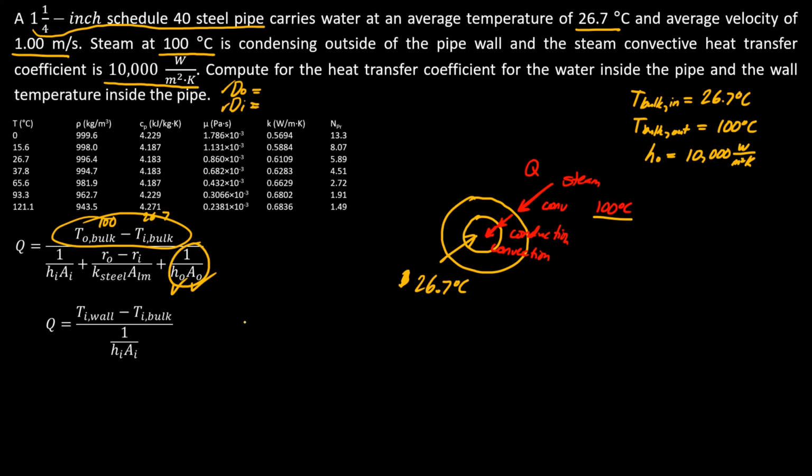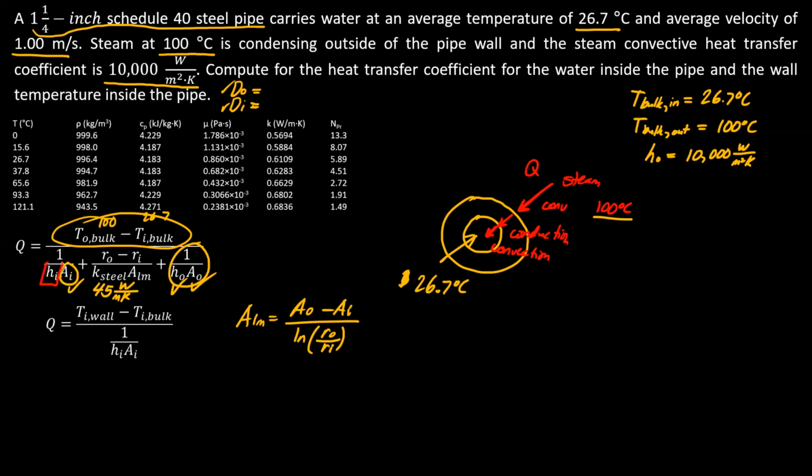Log mean area, we have a formula for that. Log mean area is A outside, A inside, R outside, R inside. That's the formula for the log mean area. A steel, we need the thermal conductivity for the steel because conduction happens through the steel. The value for the thermal conductivity of the steel is 45. Now AI, we can easily obtain AI if we know the diameter. We can obtain that.